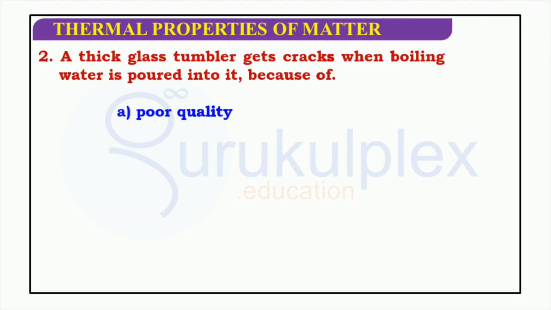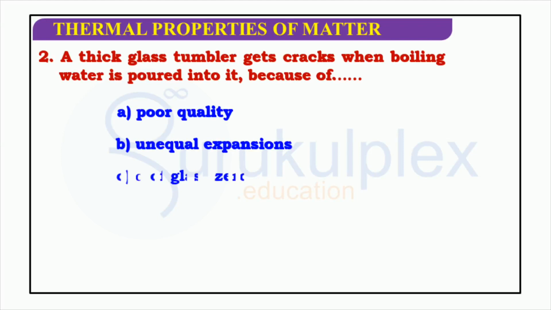When pouring boiling water into a thick glass tumbler, the glass will often suffer from cracks caused by unequal expansions. This is due to the thermal expansion coefficient of glass, which is greater than 0, meaning the glass will expand more than the boiling water.